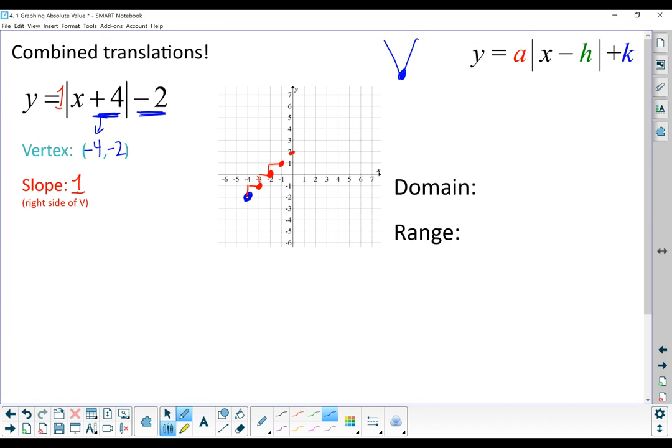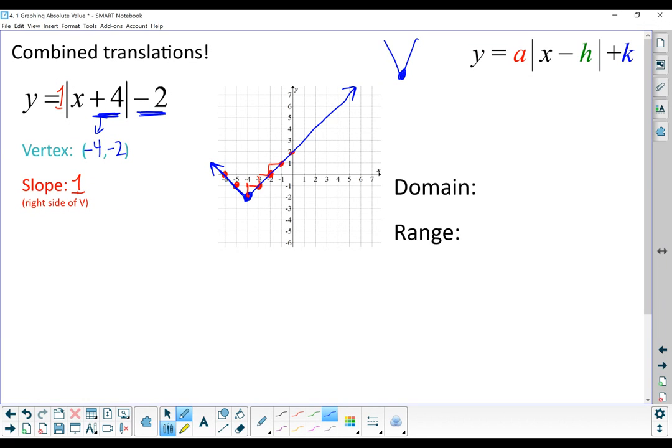Now this just gives me one side of the V. This graph is a V shape. We need the other side of the V. So I would start at that vertex again and count up 1 and go back so that I can create the other half of the V. And then I would connect that side.